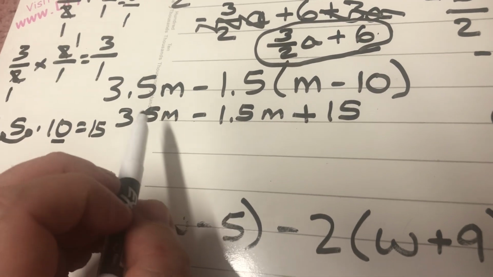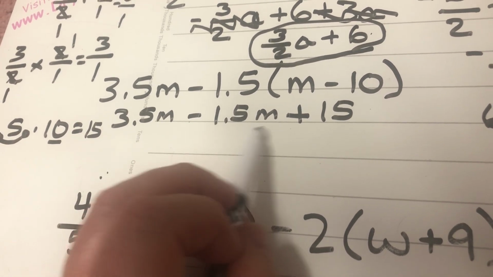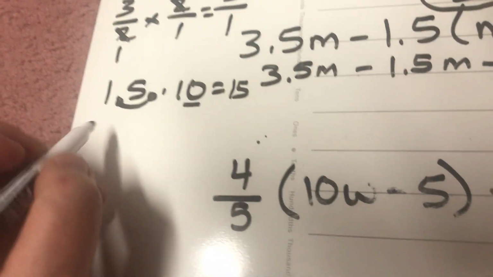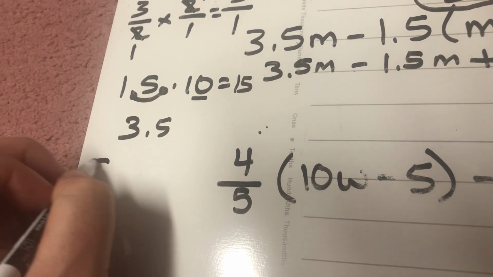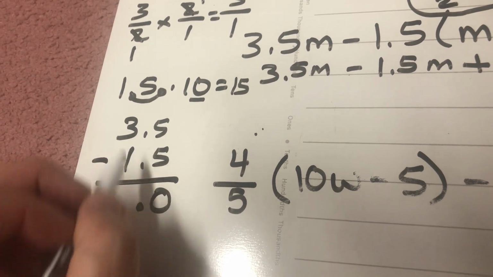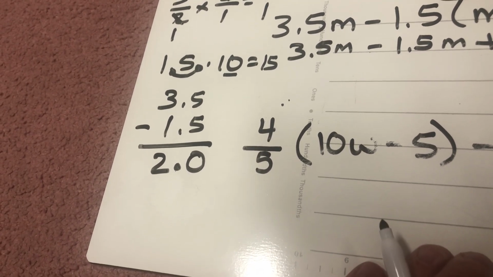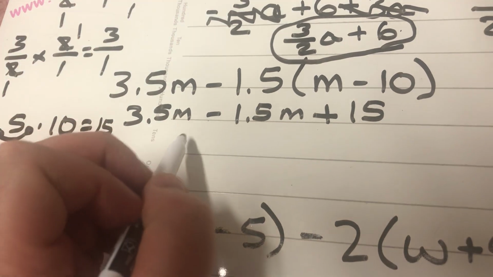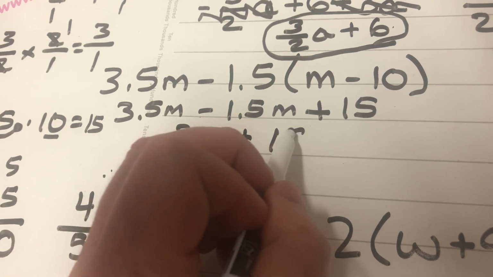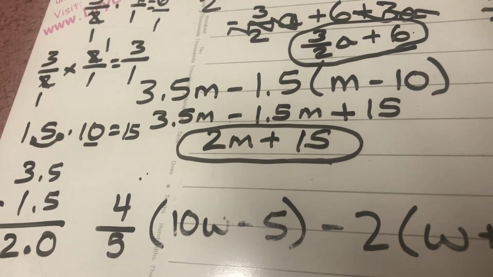Well, what can be simplified? Now is when I take care of the 3.5m minus the 1.5m, because now they're like terms. They both have an m. They both have an exponent. So I'm just going to come over here. 3.5 minus 1.5. Well, 5 minus 5 is 0. Drop the decimal down. 3 minus 1 is 2. I end up with 2.0. 2.0 is just 2. So this combines to be 2m. And then I add the 15. And that's my simplified expression.